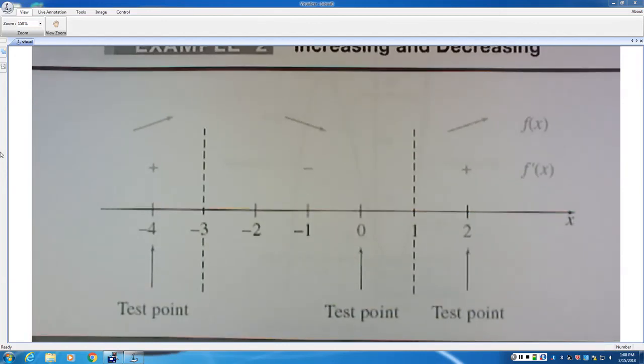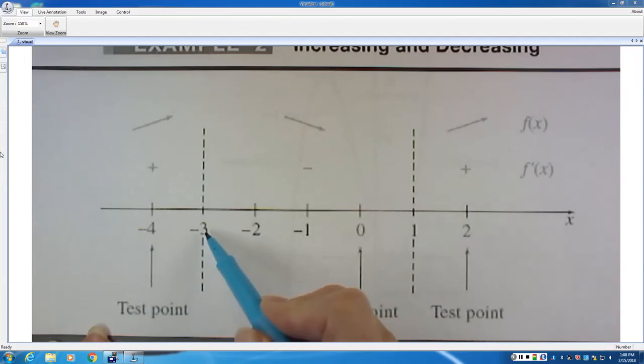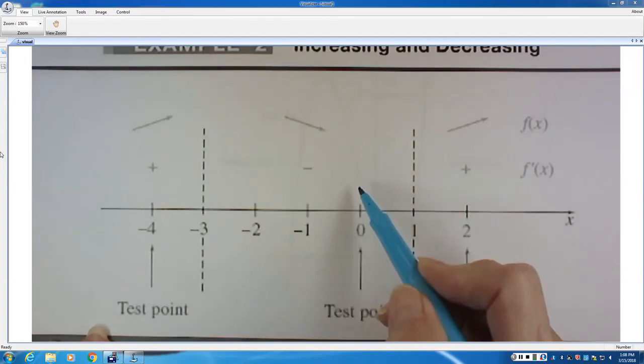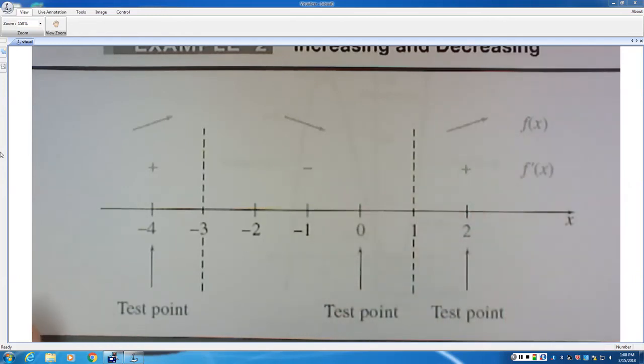Okay, we've burned off enough time, we only have a couple minutes, let's finish this up. Okay, we know the function is increasing until it gets to -3, then it decreases. Then it increases again after it passes 1, okay?